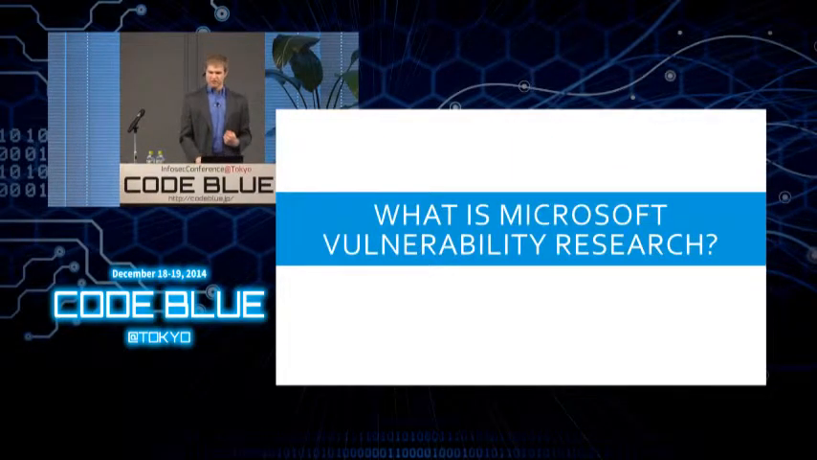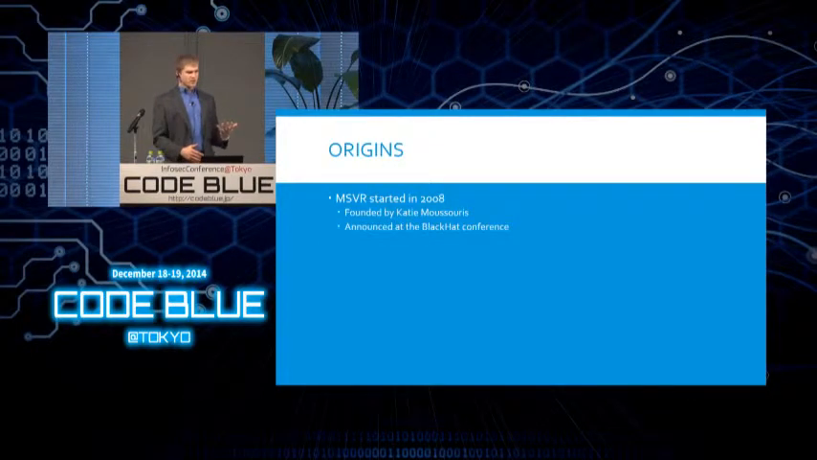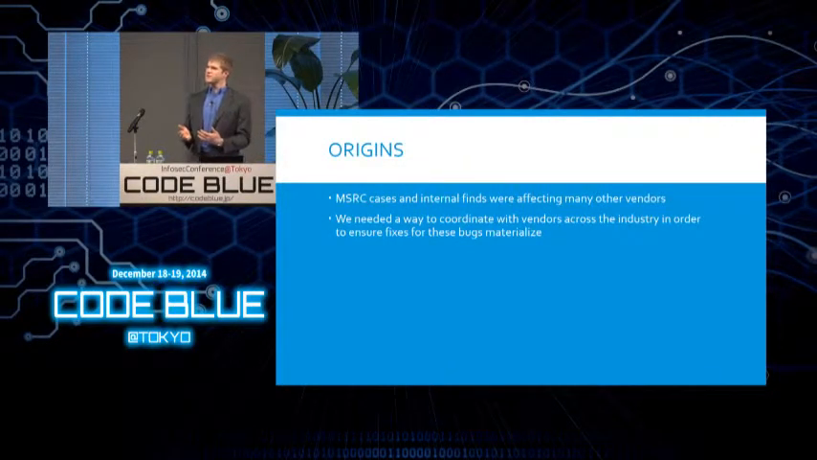So what is Microsoft Vulnerability Research? Well, it's a program that started in 2008. It was founded by Katie Musaris, who many of you may know, and announced at Black Hat. And the program started because Microsoft was finding that many bugs we were aware of internally also affected third-party software. And we needed a way to help those third-party vendors address the vulnerabilities in their software so that they could make their customers more secure.